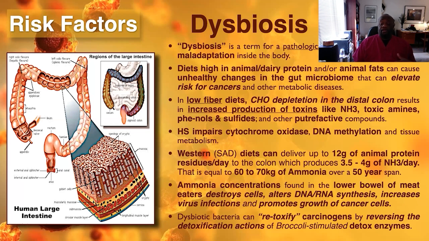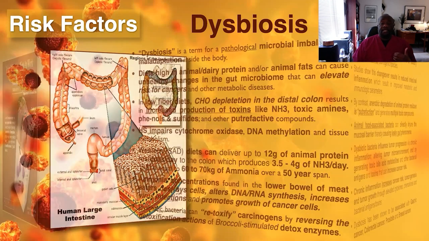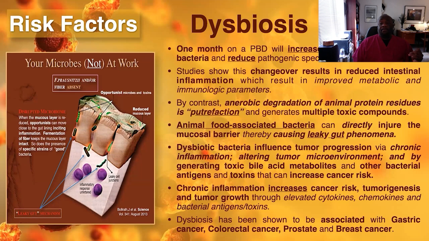Dysbiotic bacteria can also retoxify carcinogens by reversing the detoxification actions of broccoli-stimulated detoxification enzymes. One month on a plant-based diet will increase populations of the healthy bacteria and reduce those pathogenic species. Studies show this changeover results in reduced intestinal inflammation and also results in improved metabolic and immunologic parameters. By contrast, anaerobic degradation of animal protein residues is putrefaction and generates multiple toxic compounds.